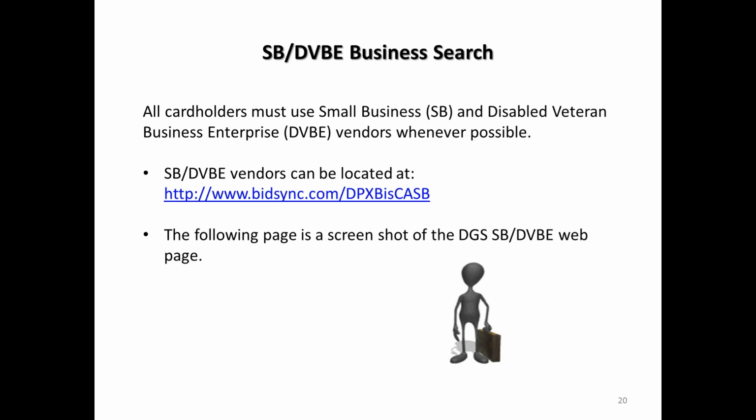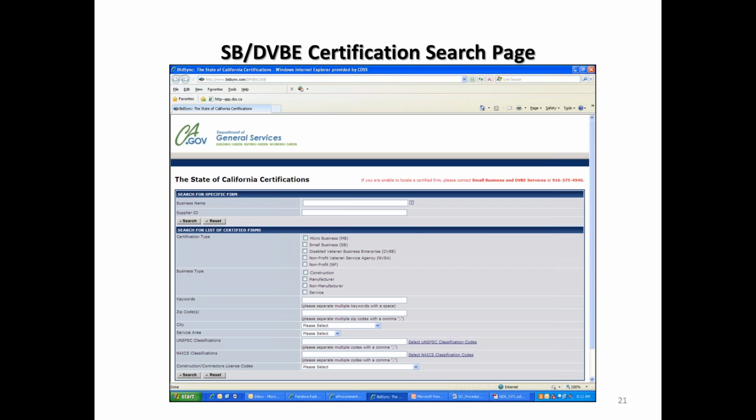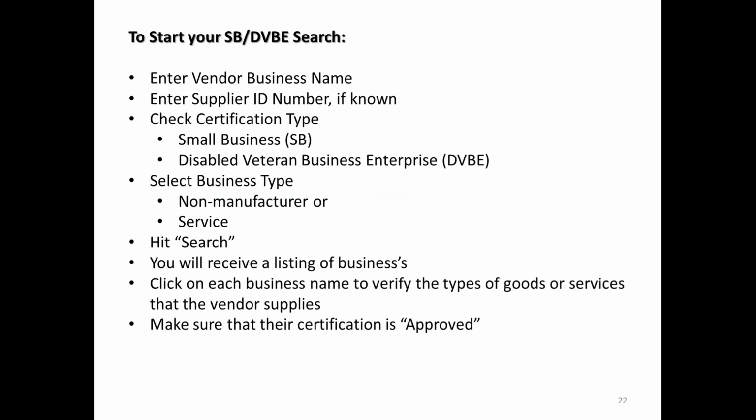All cardholders must use small business DVBEs when possible. You can find the vendor list at the BidSync website. The following pages are screenshots of the small business DVBE certification search page. To start your search, you must enter a business name and ID number if known. You'll be able to determine the certification type, if any, and if you need to conduct a search, if time permits in an emergency, you may enter the information necessary to create a list.